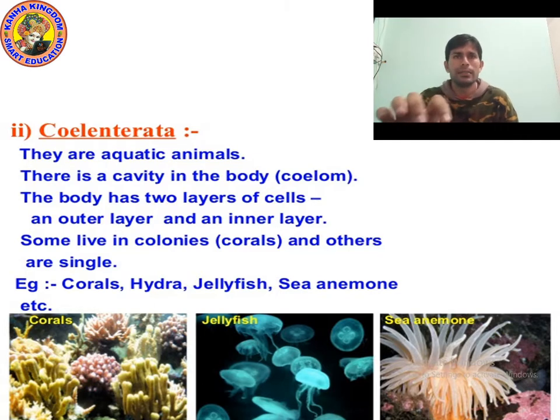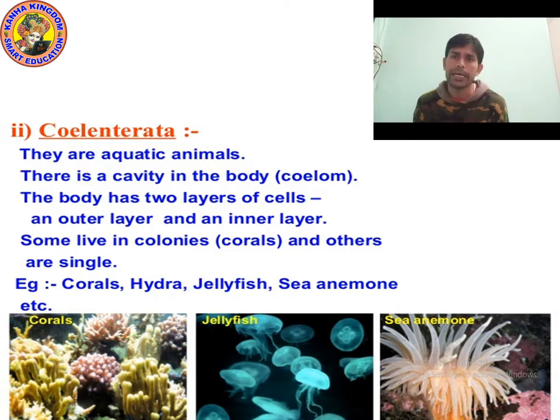So Coelenterata. As you know, Porifera are aquatic animals. They are non-motile animals, and they have a canal system. If we talk about Coelenterata, they are also aquatic animals, and they have a coelom.